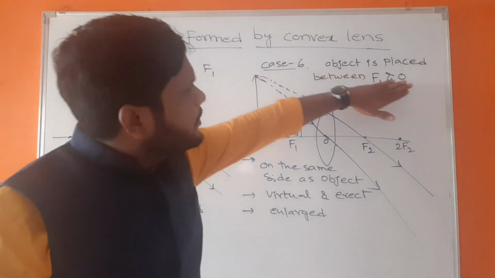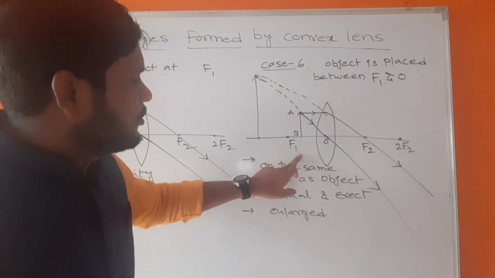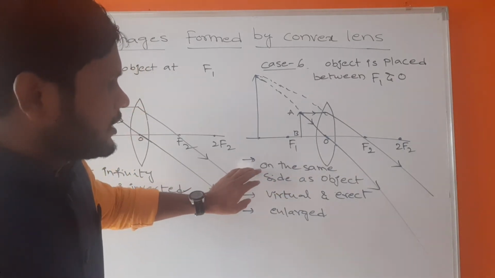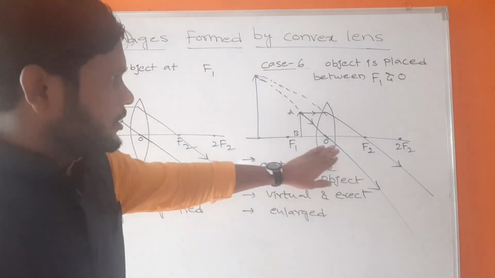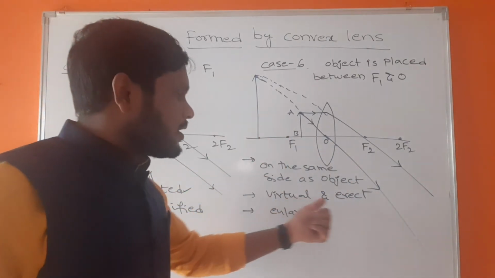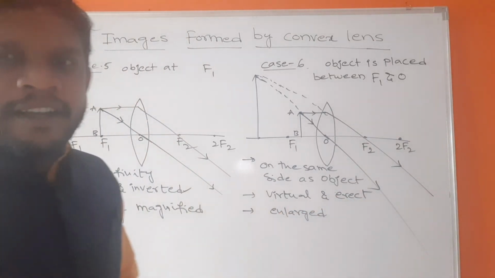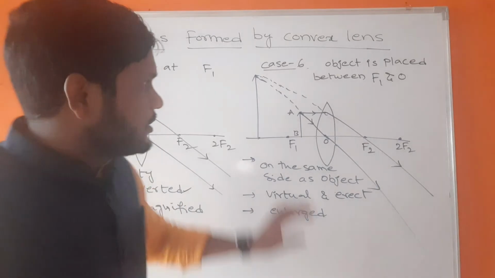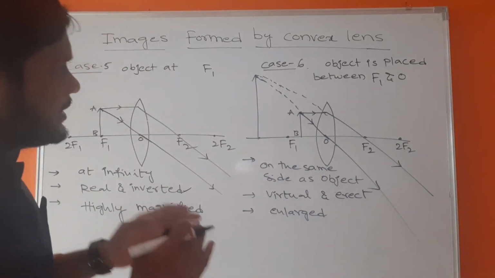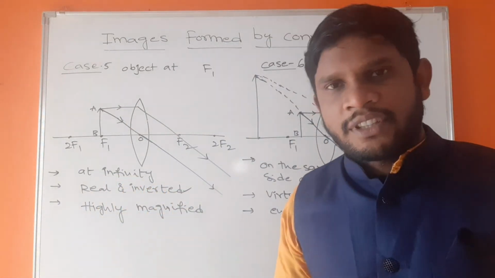So when the object is placed between F1 and O, the optic center, then the image can be formed on the same side as the object. Same side means behind the lens. Next, the characteristics: virtual and erect, and it is enlarged. Coming to the size, enlarged. Okay, so these are the 6 cases which we can see through a convex lens.